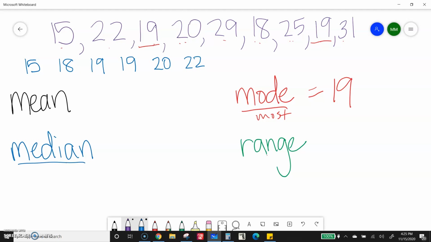22. I'm sorry if you can hear my dog barking. See, what do we got? 25, 29, and 31. Let's check and see. 1, 2, 3, 4, 5, 6, 7, 8, 9 numbers. Okay, I got them all. I always want to double check that.